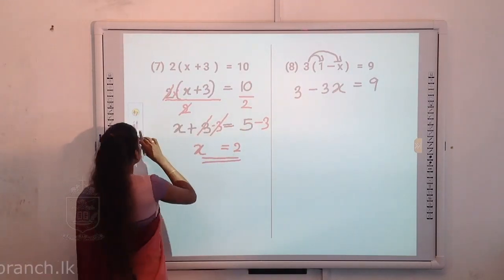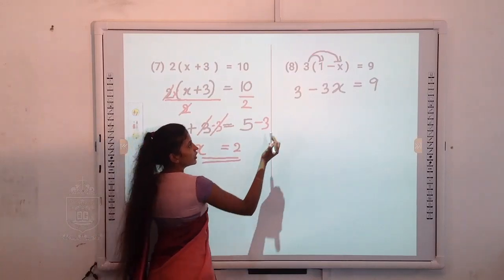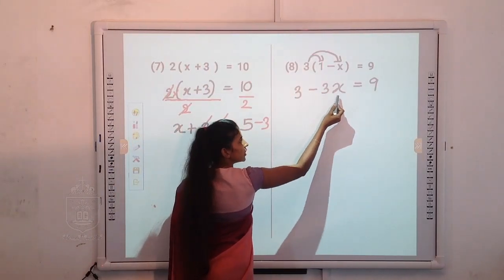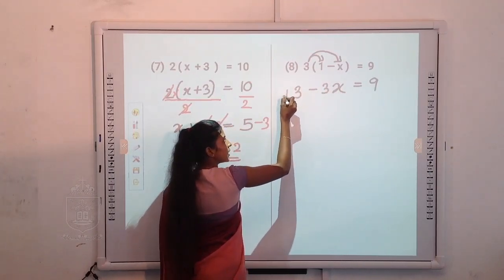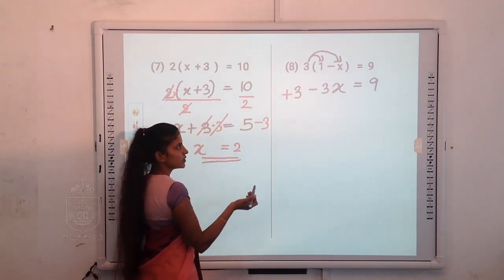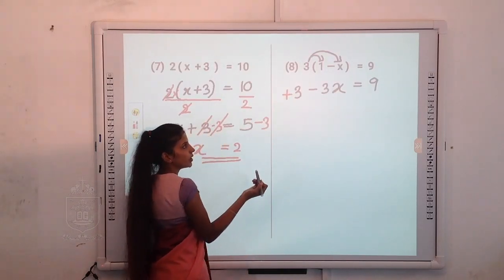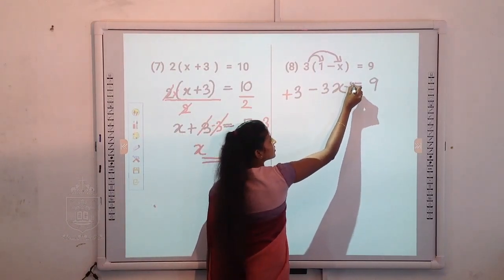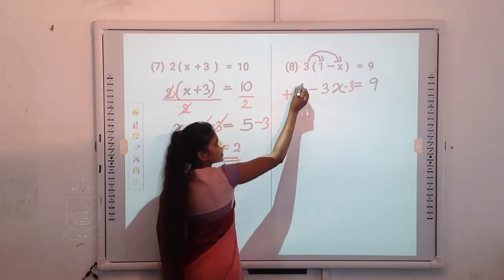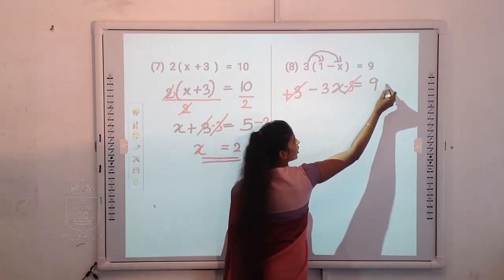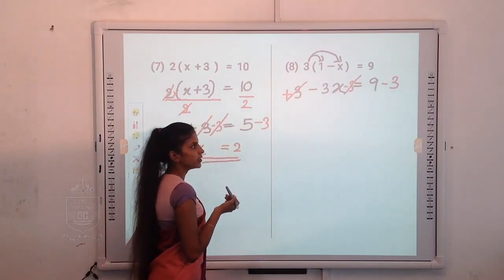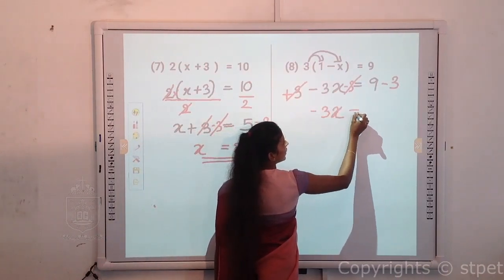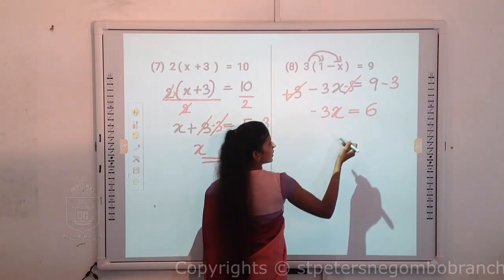In cancelling this 3, please consider the sign of 3. This minus does not belong to 3. This minus belongs to this 3x. 3 has a positive sign. Don't take it as negative, it's positive. Always the sign is in front of the number. So if it is plus 3, in order to cancel plus 3, you have to subtract 3 from that side. So 3 and 3 will cancel. From this side also you have to subtract 3. So what is remaining on that side is minus 3x, and here 9 minus 3, answer is 6.